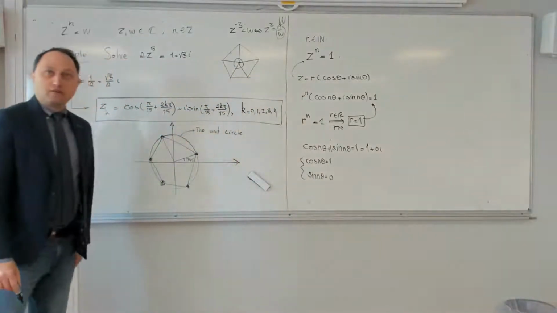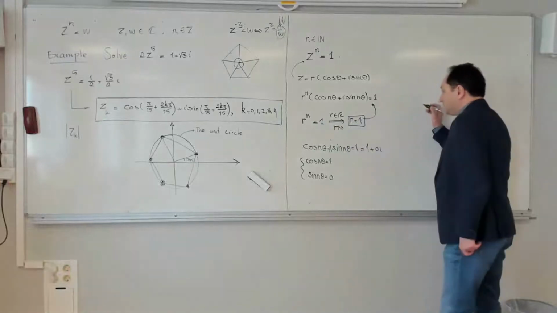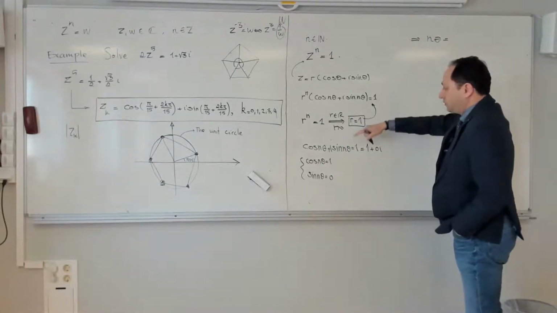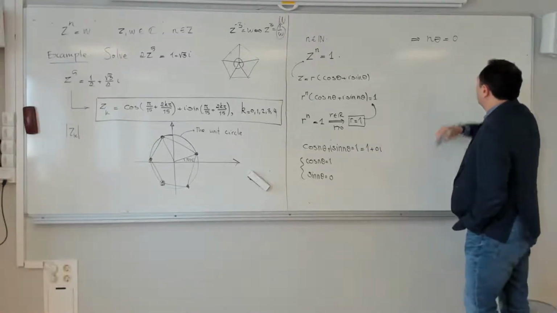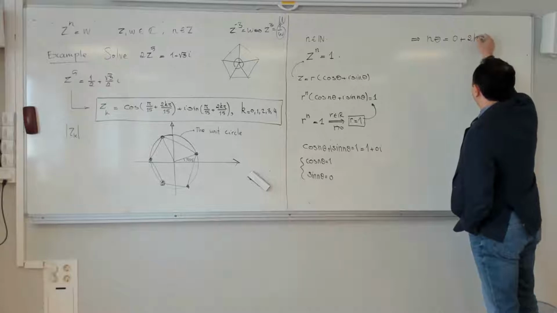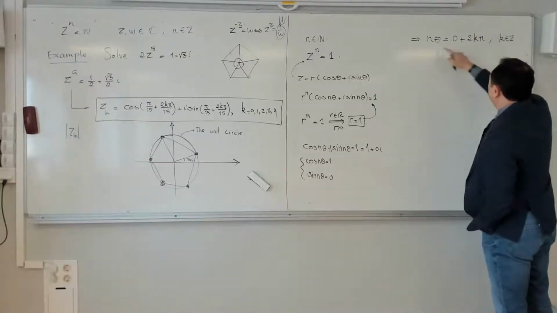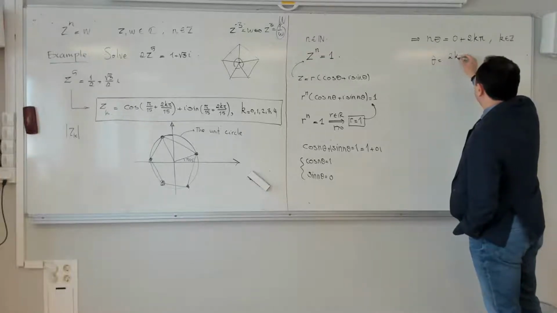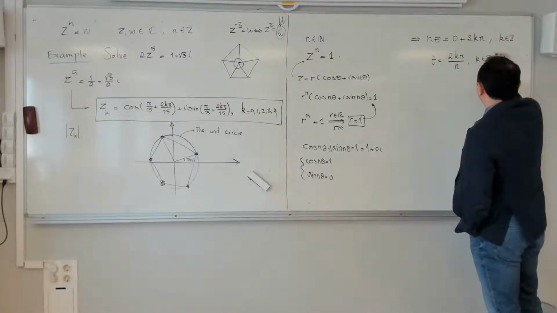Okay, and then I am looking for an angle, n theta. So the cosine is 1, the sine is 0. So the angle whose cosine is 1 and whose sine is 0 is 0. But of course, you know that you need to add any multiple of 2 pi, where k is an integer. And then I am looking for theta, so I have to divide by n, so it becomes 2k pi divided by n.